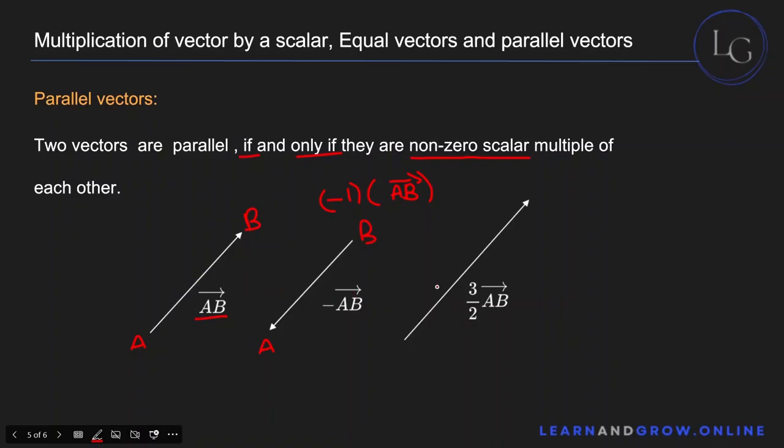So they're parallel vectors. And another example is this, 3/2 AB. The magnitude of this vector is greater than that of AB, but it is a scalar multiple. So basically 3/2 AB is simply 3/2, which is a scalar, into AB, which is the vector. And since it is a scalar multiple of AB, it is parallel to AB, since it has the same direction. The simple rule to remember is that two vectors are parallel if and only if they are non-zero scalar multiples of each other. Simple.